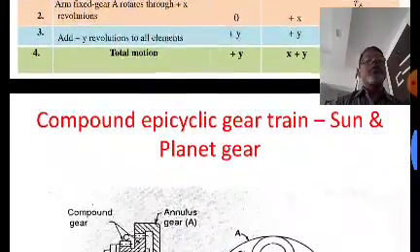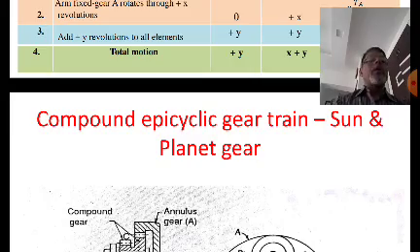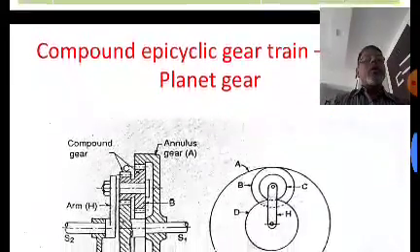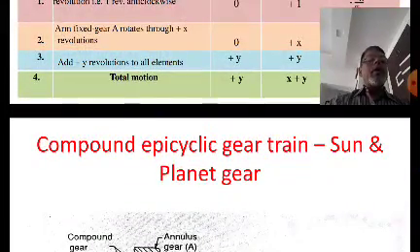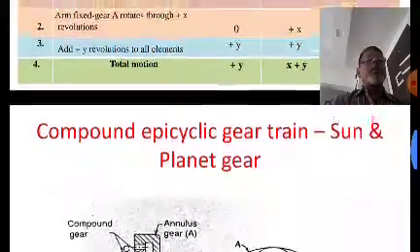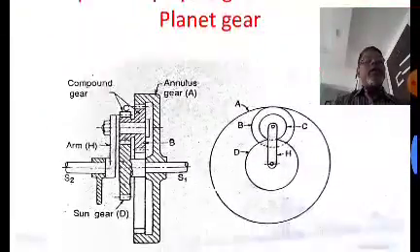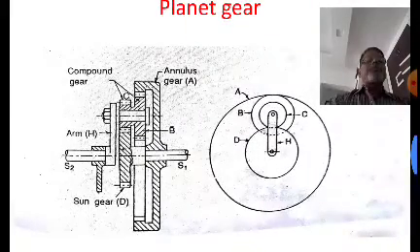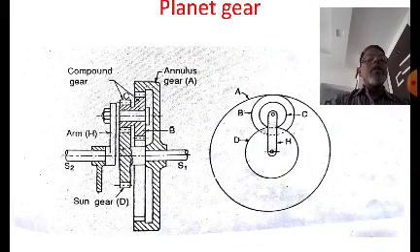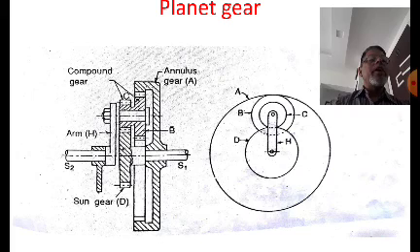Now we'll consider this for the compound epicyclic gear train. Now in a compound epicyclic gear train, there must be a compound gear. Now sun and planet gear. Now see, we'll consider this annulus gear A, around which all the gears will rotate. Now this annulus is the internal gear, right? This A has the internal teeth. Now A meshes with the gear B.